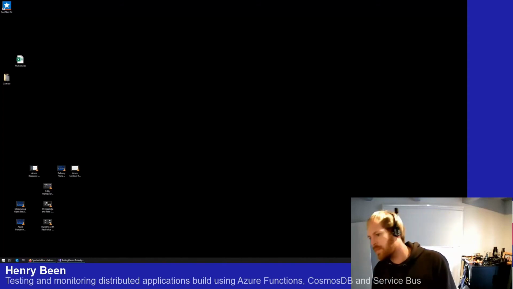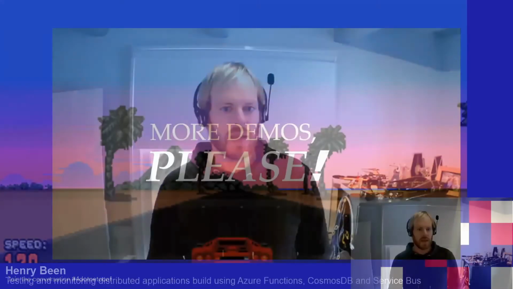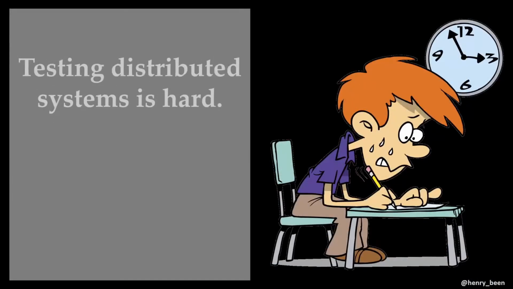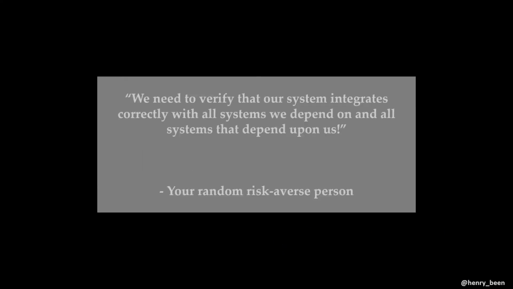So let's try to pick up the PowerPoint slides again. Moving on. So what we've seen so far is that testing distributed systems is hard because they have these integration points everywhere. And we want to write automated tests for the component as a whole. But one of the things we also have to think about is those that believe in manual testing. There are going to be people that say things like this: we need to verify that our system integrates correctly with all the systems we depend upon and all the systems that depend upon us.